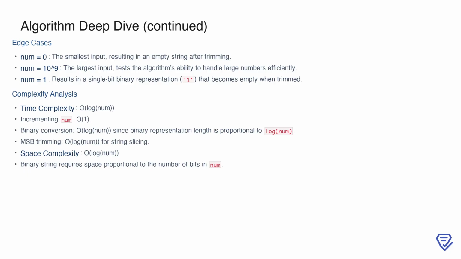In terms of complexity, the time complexity is O(log number), because the binary conversion and string slicing depend on the number of bits in number. The space complexity is also O(log number), due to the storage required for the binary string. This ensures the algorithm is both efficient and scalable for all valid inputs.